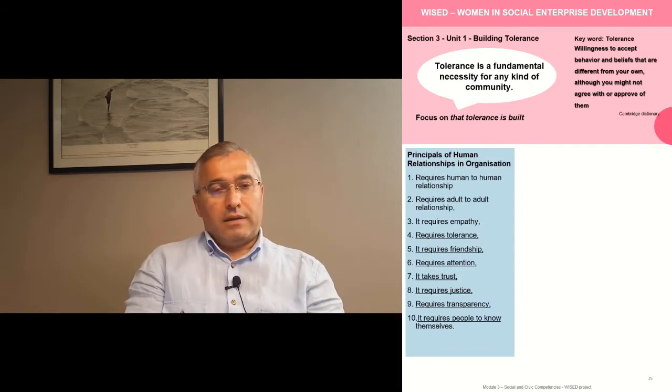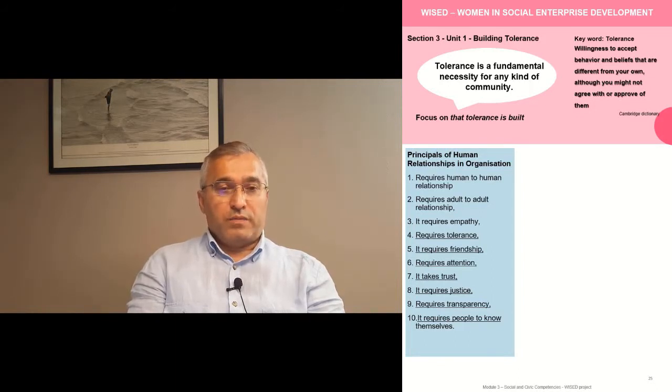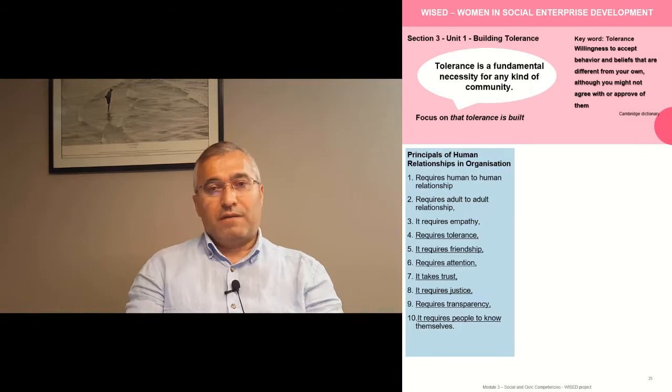There are 10 principles of human relationship in organization and of managing human relationship in organization. Any human relationship in organization requires human-to-human relationship. That means human relationship is human to human, and requires adult-to-adult relationship. It requires empathy, and it requires tolerance. It requires friendship, it requires attention. It takes trust. It requires justice and requires transparency. And finally, it requires people to know themselves.